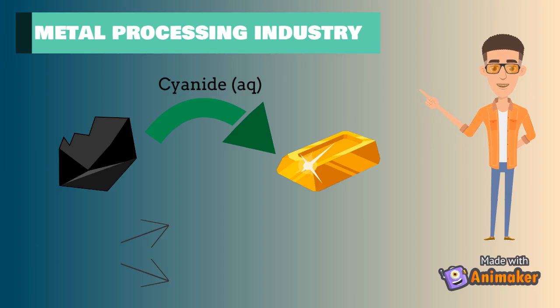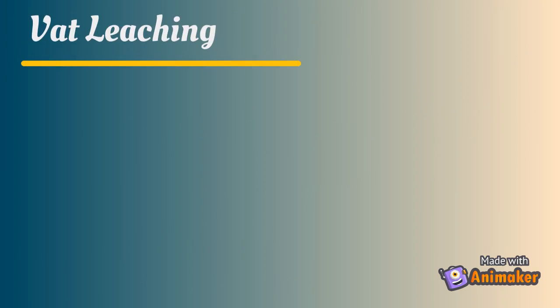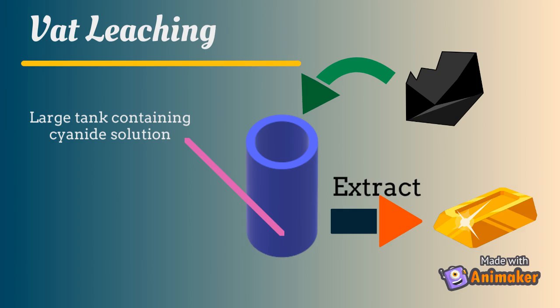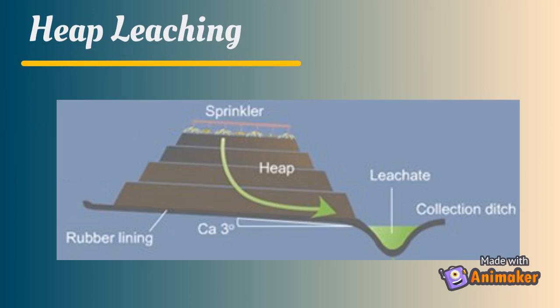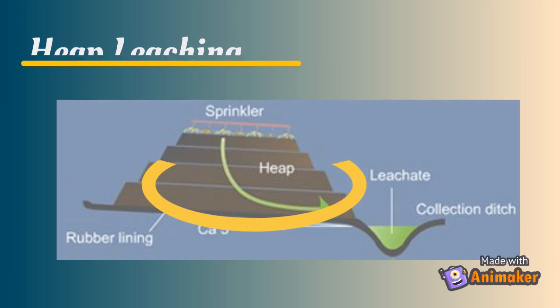There are two types of gold leaching, which are heap leaching and vat leaching, or can be called tank leaching. In vat leaching, the ore is mixed with cyanide solution in large tanks to extract the gold. In heap leaching, cyanide solution is sprayed over huge heaps of crushed ore spread atop giant collection pads. As it trickles through the heap, the cyanide dissolves the gold from the ore into the solution.